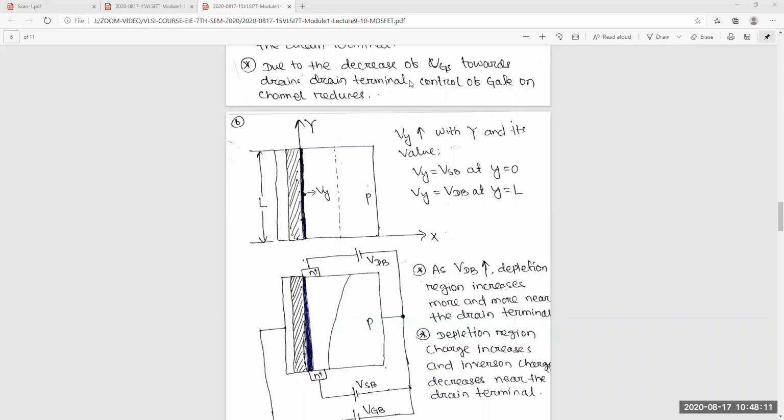At this point, Vy is equal to Vsp, source to work, whatever. Vsp may be 0, maybe 1 volt. We can put it 0 to get a simple calculation, but finally in your derivation or equation, this should be there. That's why I have mentioned a constant Vsp. And this is nothing but VDB at this point. The voltage is increasing in this direction.